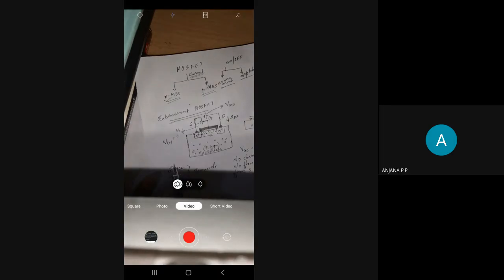Clear? If we need a P channel enhancement MOSFET, what should we do? We'll have two P plus regions and an N-type substrate. Okay. And we'll have a P channel MOSFET in that sense. So in our whole explanations, we'll be dealing with N channel enhancement MOSFET. So this will be the figure that you should perfectly remember.